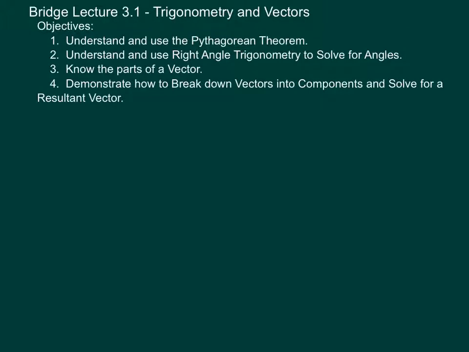Hi, this is Brother Tony, and this lecture goes with learning activity number 3, which is analyzing evaluated trust. So we have 4 objectives right now. We're going to understand and use the Pythagorean Theorem, understand and use right-angle trigonometry to solve for angles. Now probably some of you have already had the Pythagorean Theorem and right-angle trigonometry, so this will be a review. That's fine. Number 3, know the parts of a vector. And 4, demonstrate how to break down vectors into components and then solve for a resultant vector. So let's begin.